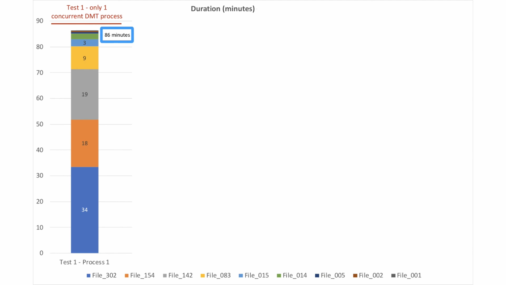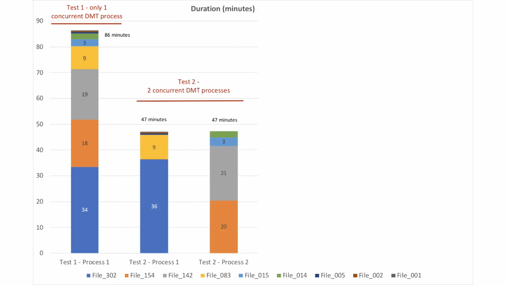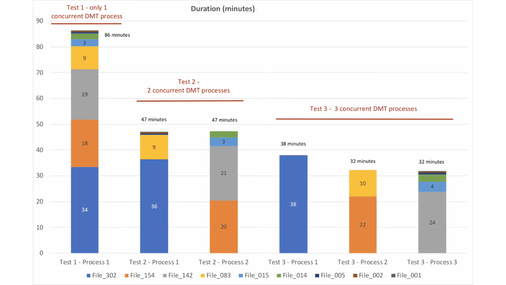And that's quite a long time. So could that be optimized? As I mentioned in an earlier chapter, it is possible to run multiple instances of the data migration tool at the same time. When we ran 2 concurrent instances, we were able to achieve a much faster overall duration. And when we used 3 concurrent instances, it got even better. Here we were able to reduce the duration from 86 minutes to 38 minutes.